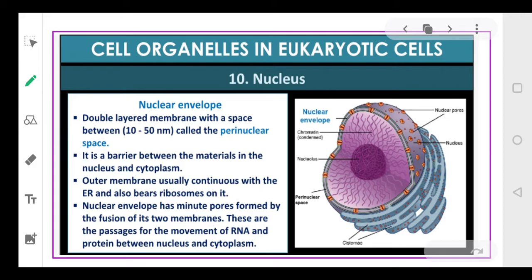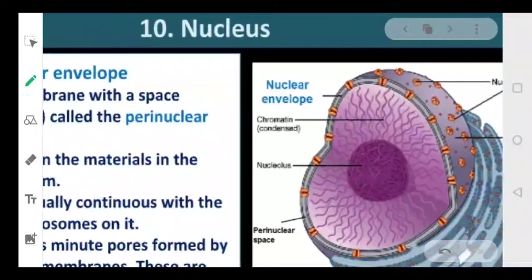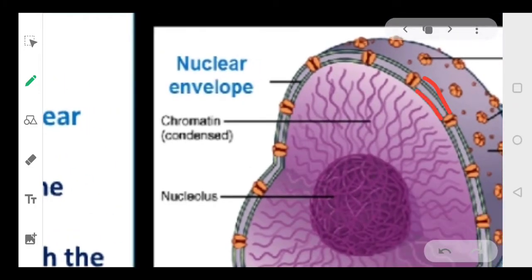Now let's start with the nuclear envelope. Let me magnify this diagram. See, the nucleus is surrounded by a double membrane. It is surrounded by two membranes. As you can see, this is the outer membrane, this is the inner membrane, and there is a space between these two membranes. This is called the perinuclear space. So we have two membranes, outer and inner, and in between them there is a space called the perinuclear space.